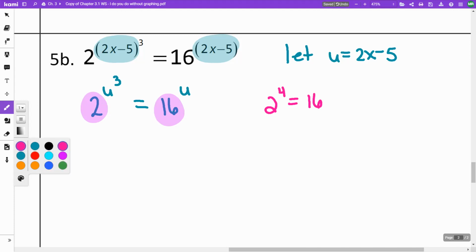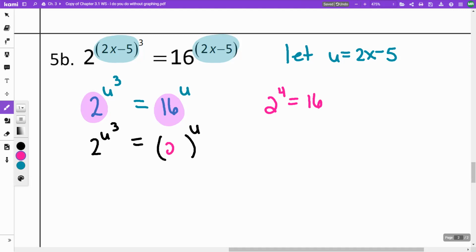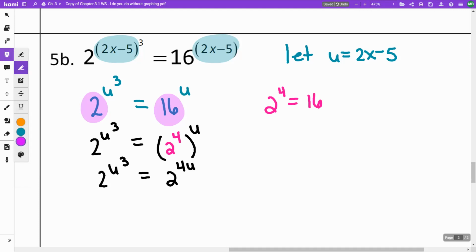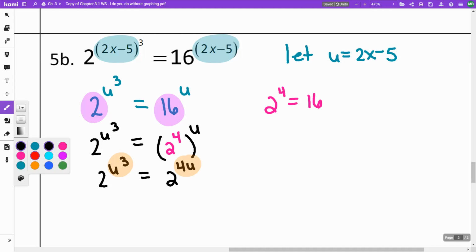So I am going to have 2u cubed is equal to, instead of 16 to the power u, I'm going to go 2 to the 4th to the power u. And power to power, I'm going to multiply. So I'm going to have 2 to the u cubed, I apologize, is equal to 2 to the 4u. And now that the bases are the same, we can set the exponents equal to each other. So I am going to be working out u cubed is equal to 4u.